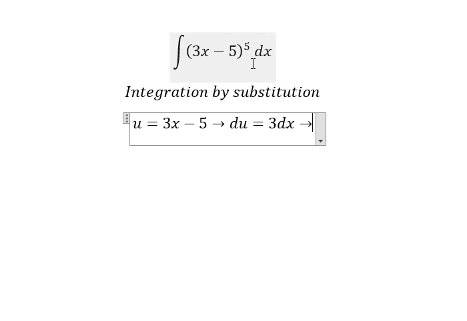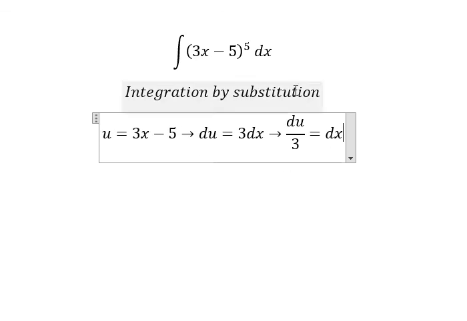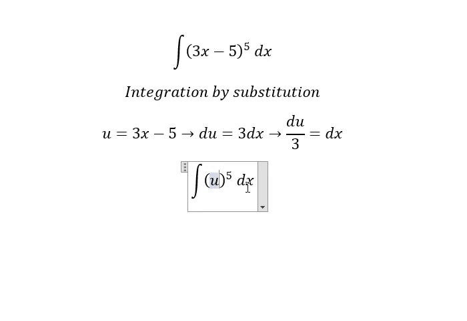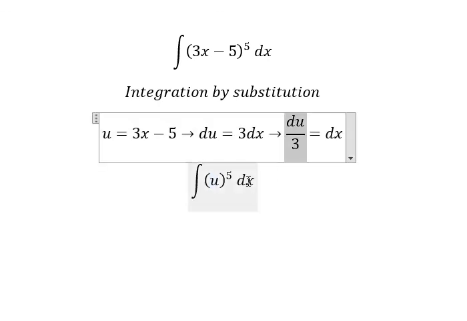Because we don't have number 3 in here, we need to divide both sides by number 3. So this one we change by u. dx we change by this one.